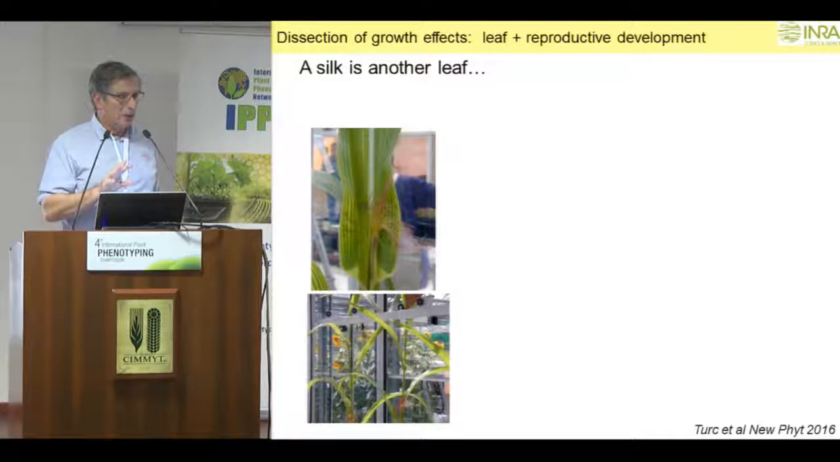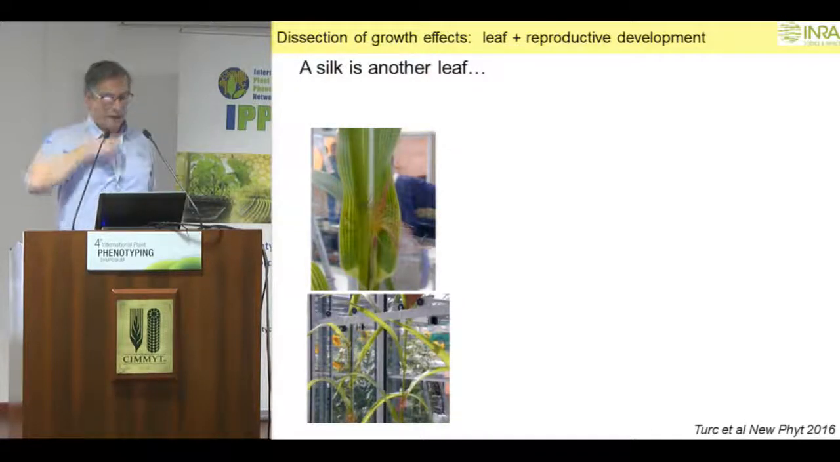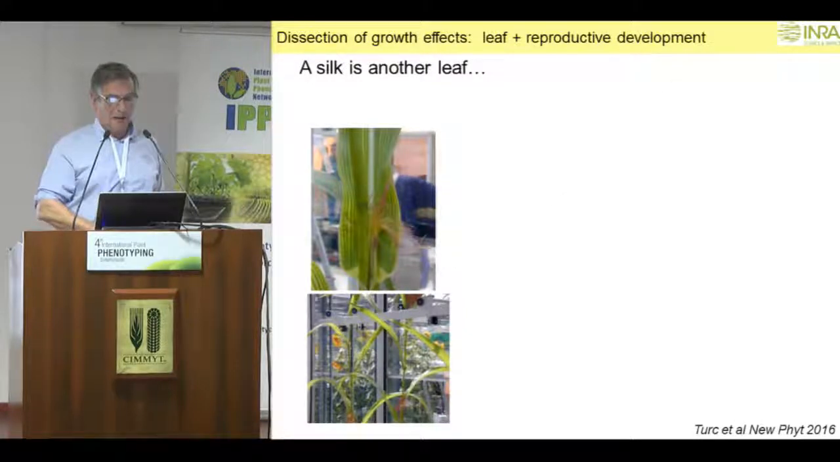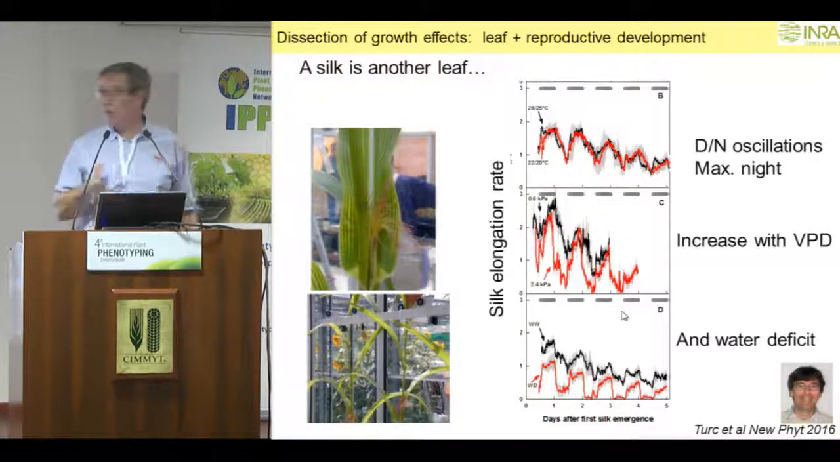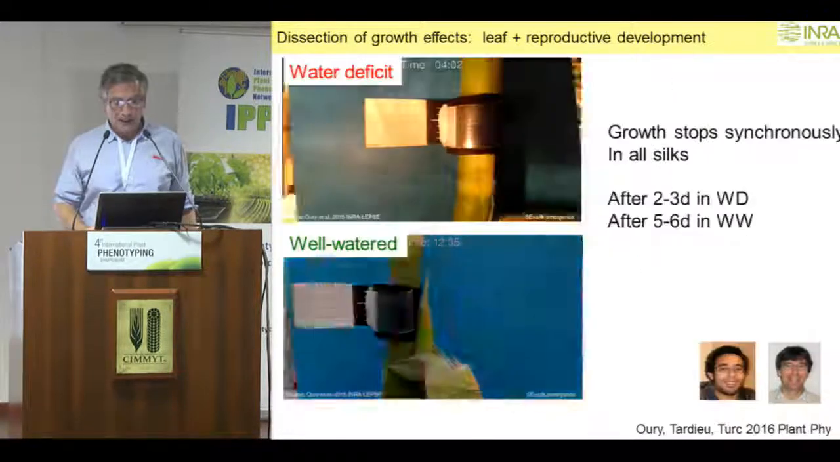So I just wanted to present one thing, that a silk, for those who know maize, silk is an organ that emerges from the ear and collects pollen, and it works basically as a leaf. So the title is The Silk is Another Leaf, but it oscillates between a maximum during nights, minimum during days, and oscillates like that. If you increase the VPD, the oscillations are greater, etc. So they behave hydraulically very similarly to a leaf.